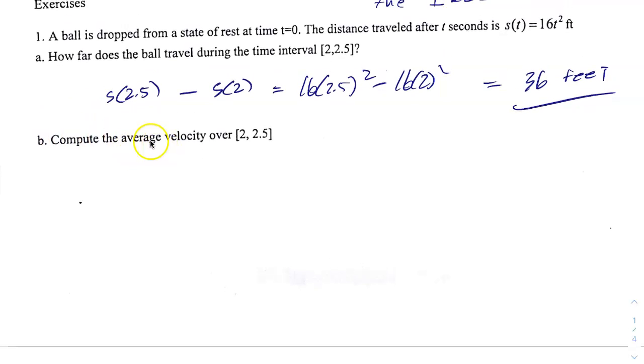Compute the average velocity over 2 to 2.5. So remember, average velocity is just slope. We see the average slope. Now the thing is, is it slope of velocity or slope of position? It's slope of position. It's always slope of the one above it, right?